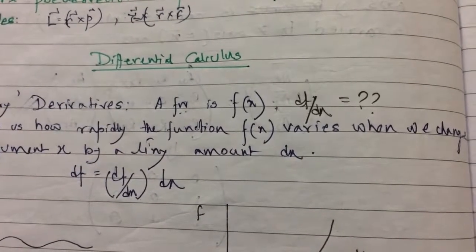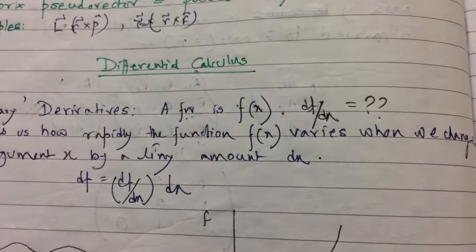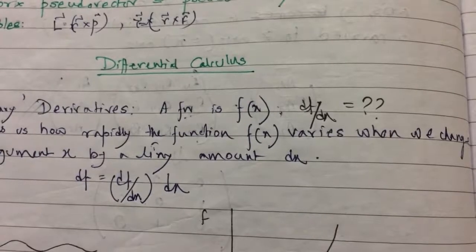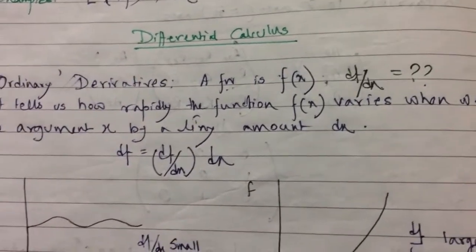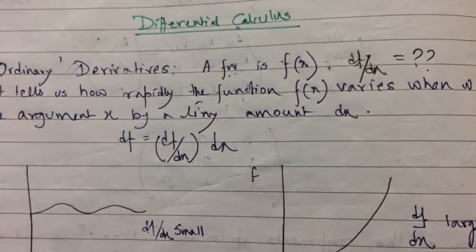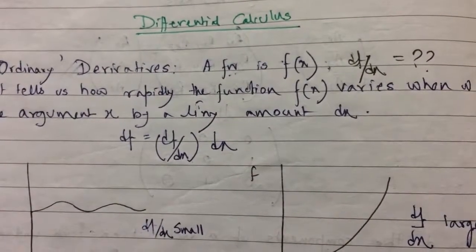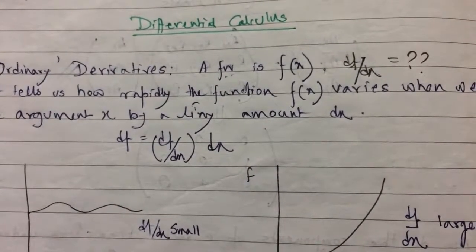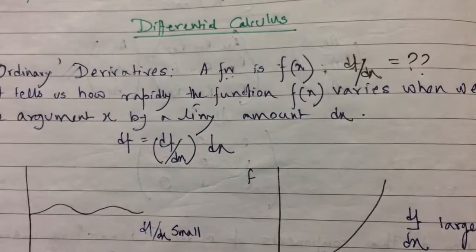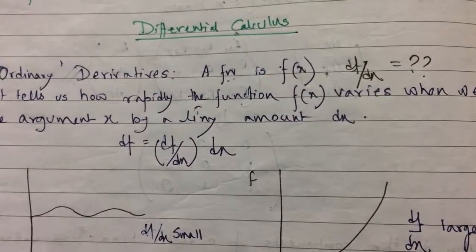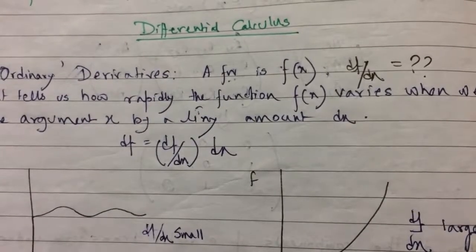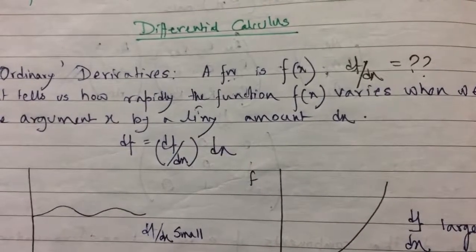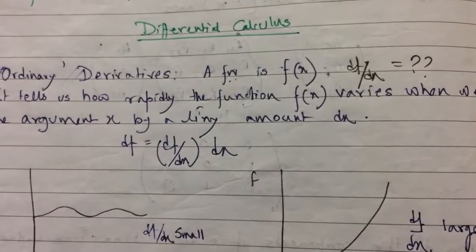df dx tells us that if we change x by a very small amount, then how rapidly this f changes. So if we look into this relation, df equal to (df dx) into dx, this tells us that if we change x by an amount dx, then f changes by an amount df, and the derivative, first derivative df dx is actually the proportionality factor বা সমানুপাতিক ধ্রুবক এই রিলেশনটার জন্য.